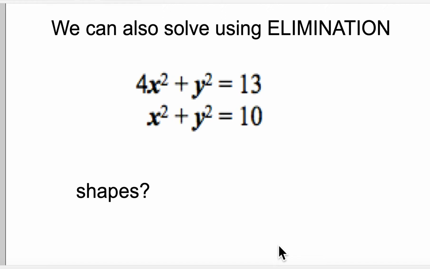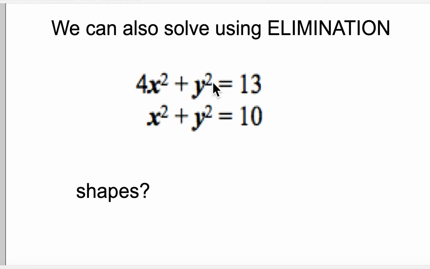Notice with this one, this is definitely a circle. X squared plus y squared is 10. This is a little different. I have a coefficient in front of the x, and it's not the same coefficient in front of the y, which means I couldn't divide both of these by 4 and get one leading coefficient. It's actually not a circle. We're going to find out what it is in a second. But regardless, we can still do this with elimination.